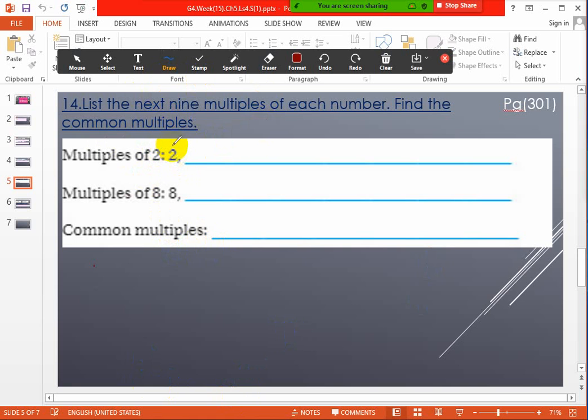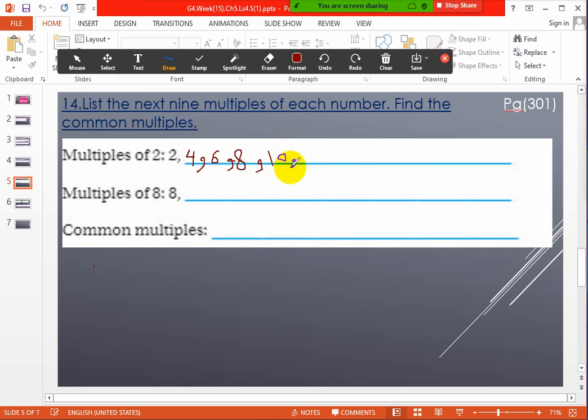Here 2 multiply 1 equals 2. Then I have to multiply 2 by 2 equals what? 2 multiply 2 equals 4. After that 2 multiply 3 equals 6. Very good. Now 2 multiply 4 equals 8. Very good, girls. Okay, girls, I want you to write the answers with me. 8. Now 2 multiply 5 equals 10. Very good.